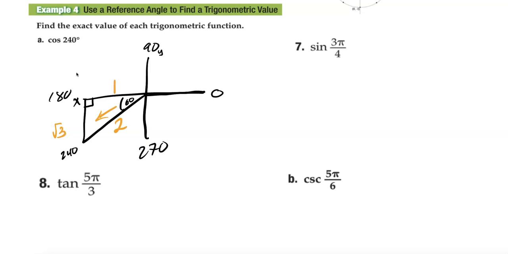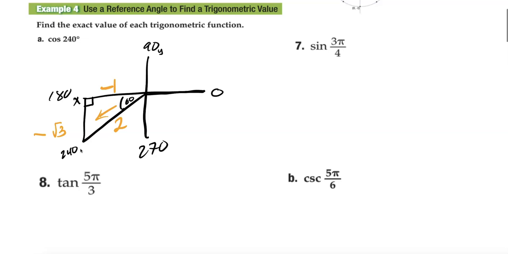Now there's something here we have to talk about. This is an XY grid. So anytime you go to the left, you should be negative, and anytime you go down, you should be negative. Hypotenuse is always positive no matter where it's at, because you find it using the Pythagorean formula. So when you go left, it's negative, when you go down, it's negative. Now if I want cosine, SOHCAHTOA: adjacent over hypotenuse. So negative 1 over 2.